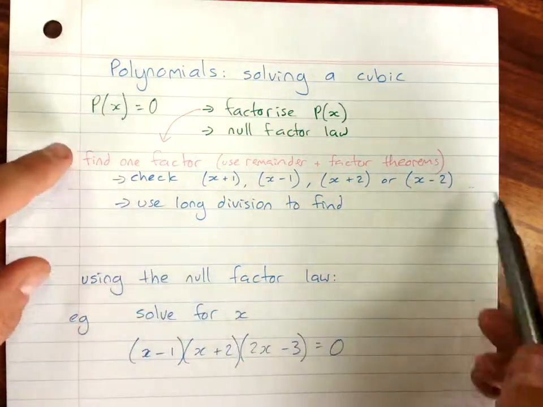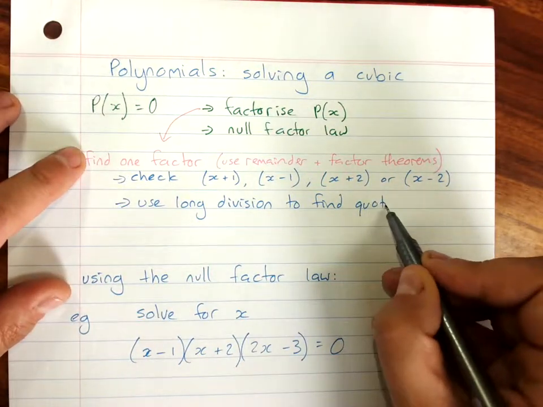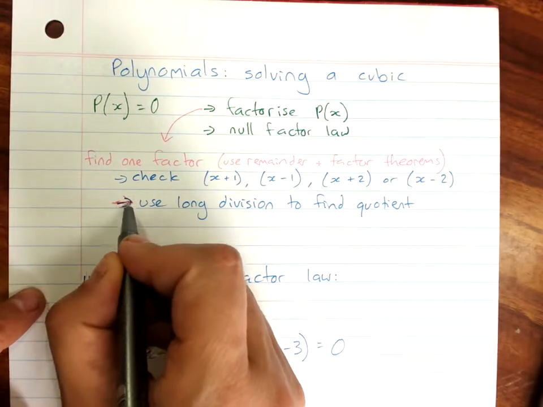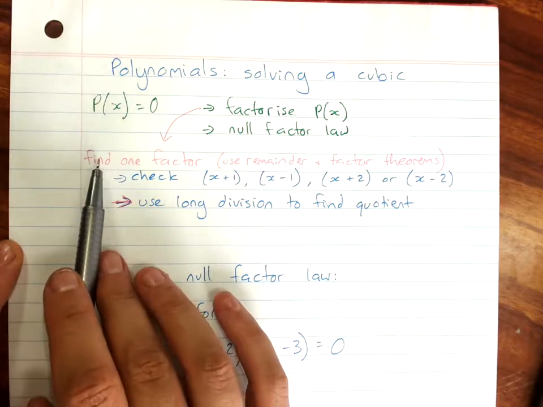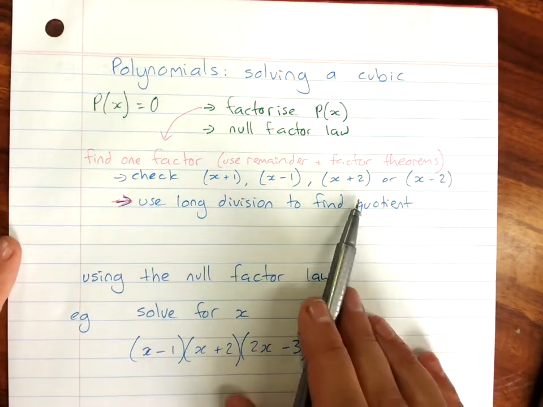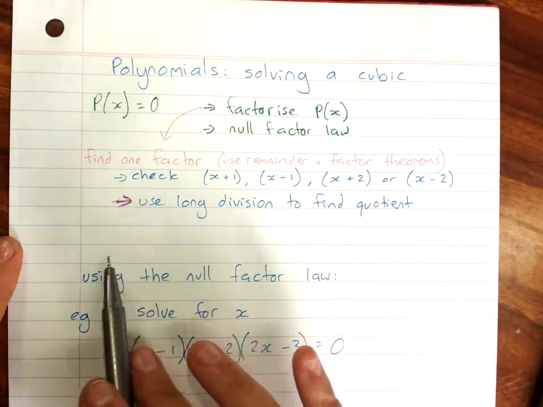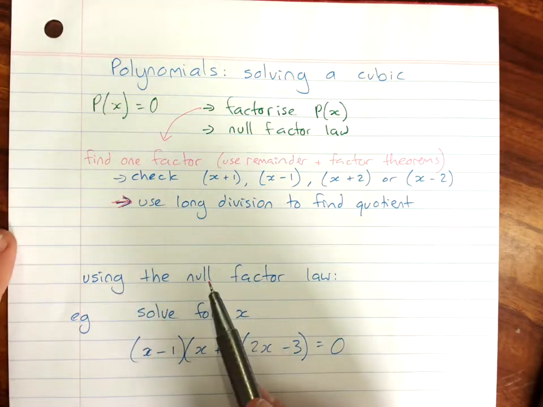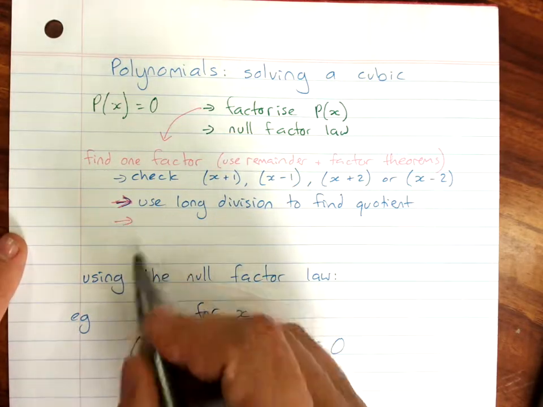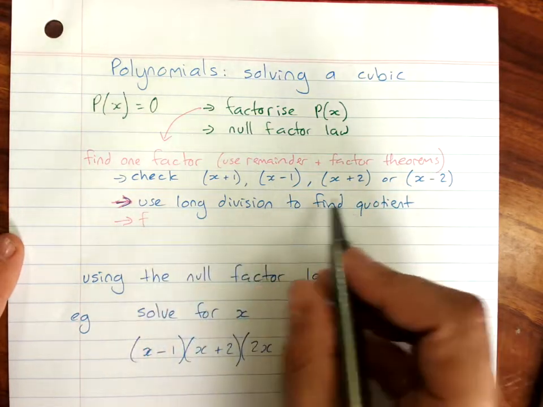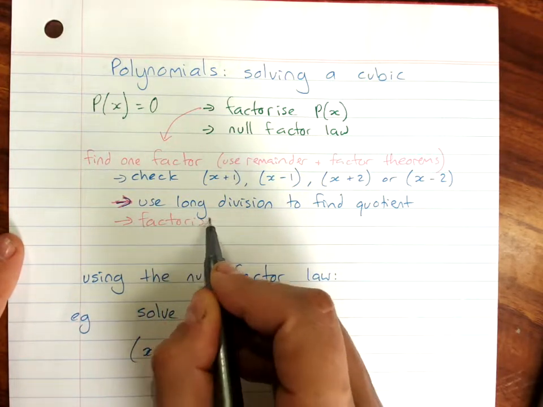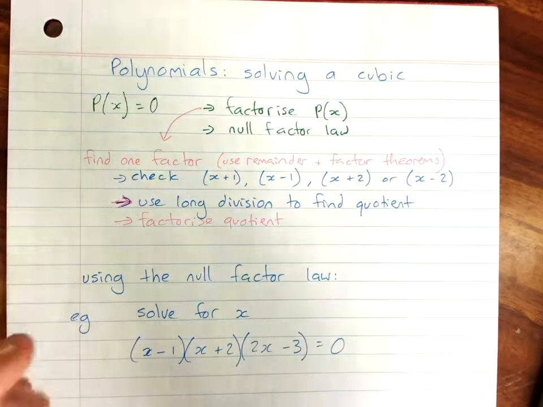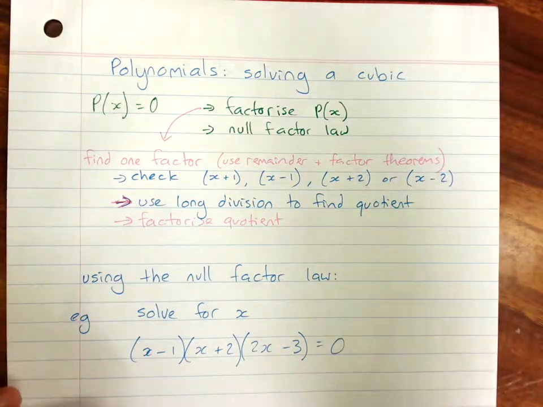I swapped colours. This should be pink. And so we find one factor, we use long division to find the quotient, and you'll have noticed that when we divide out a cubic by a linear equation, what we get is a quadratic. And we then factorize our quadratic, which is the quotient. And now you could, of course, do this for larger polynomials as well, but we'll stick with the cubic for the moment.